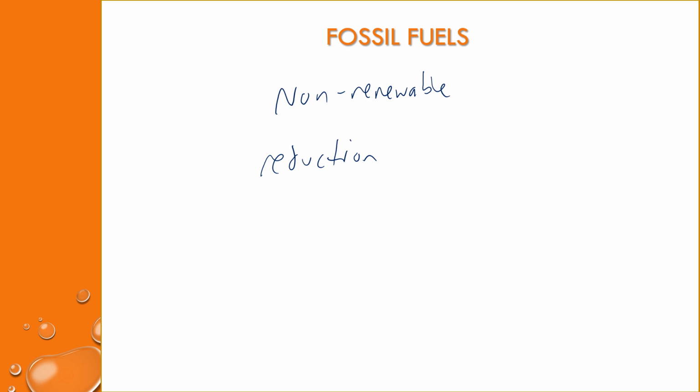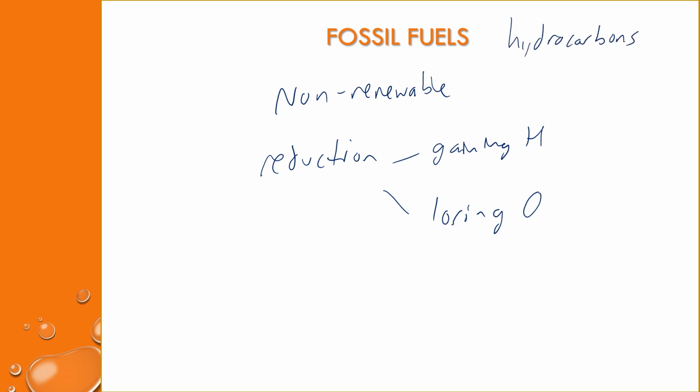So I want to remind you of the organic definitions of reduction. Could be gaining hydrogen or losing oxygen. So that's why you'll typically see fossil fuels are going to be hydrocarbons, because they're going to have more hydrogens or less oxygens than some of the other organic fuels that you might find, like alcohols. And we're going to talk about three in particular today, three fossil fuels in particular: coal, crude oil or petroleum, and natural gas.